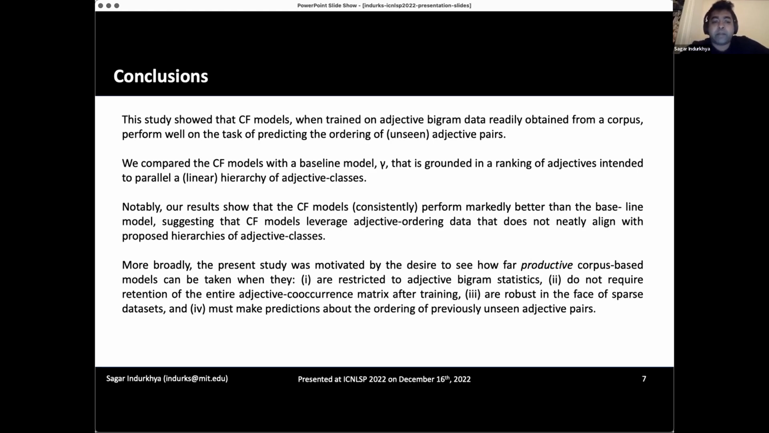It doesn't require retention of the entire adjective co-occurrence matrix afterward. This is another thing that many different studies require at some point, that you have to actually store that full matrix. In our approach, you never actually have to store that full matrix. And finally, it's robust in the face of sparse data sets. The adjective ordering data sets are quite sparse, and we talk about that in the paper. And it's got to make predictions about the ordering of previously unseen adjective pairs. So again, it's got to be productive. Those were some of the constraints that guided the approach that we took.